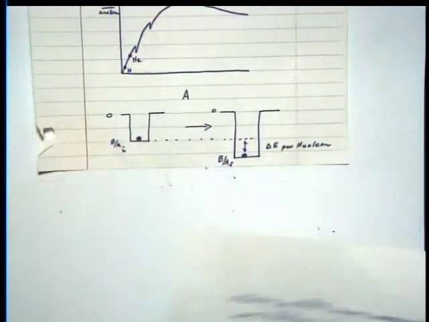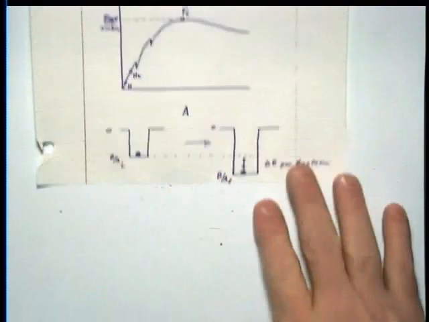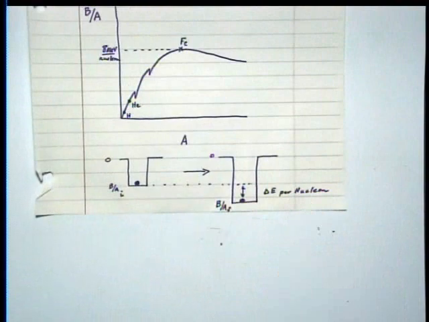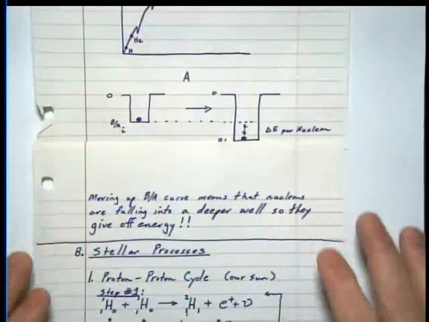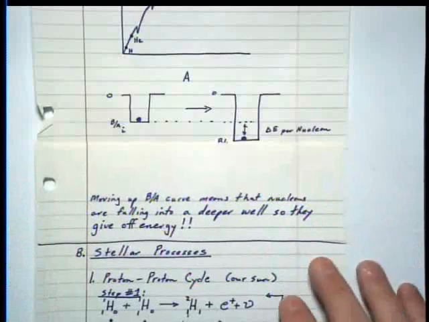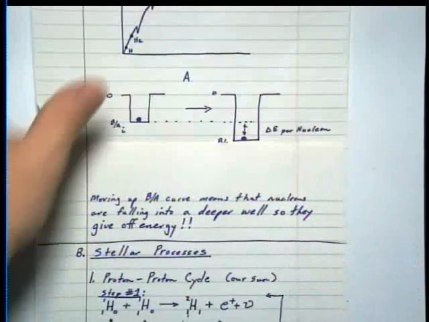All of that I've already given you previously in your notes, so you shouldn't really need to write much down. Moving up the binding energy curve means the nucleons fall into a deeper well, they give off energy. That's just what I was saying a minute ago.